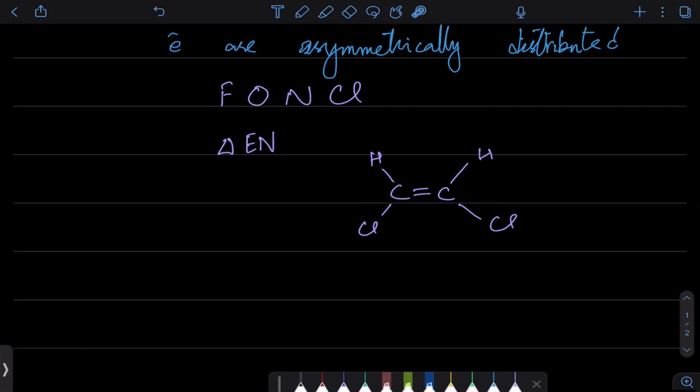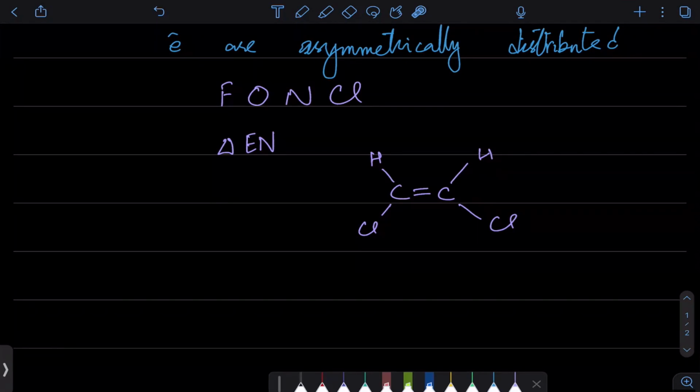देखो, we do consider H, but the impact of H is much less. The impact of chlorine is much higher. So we only consider the more significant one. Okay, और फिर हम हमेशा like central वाले atom के साथ करते हैं, like C और Cl को.